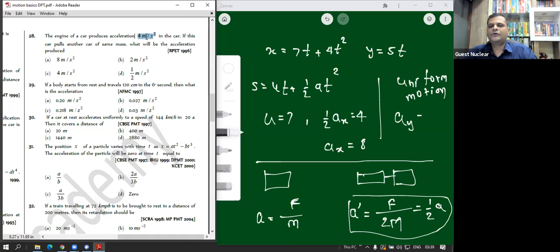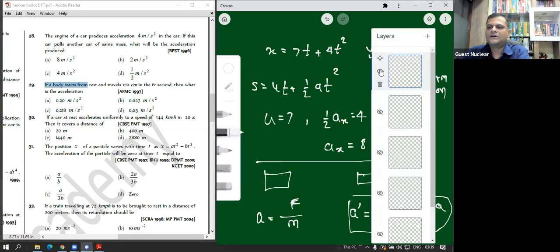Half of 4 becomes the acceleration, meaning 2 meter per second squared, which is already there in option number B here. Okay, yes. Question 29: a body starts from rest and travels 120 centimeter in 6 seconds. Then what is the acceleration? We can find out orally.